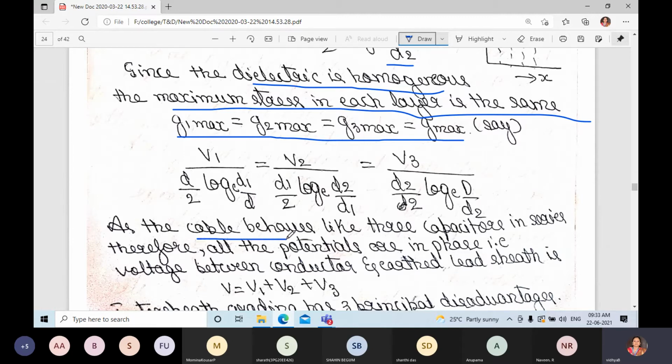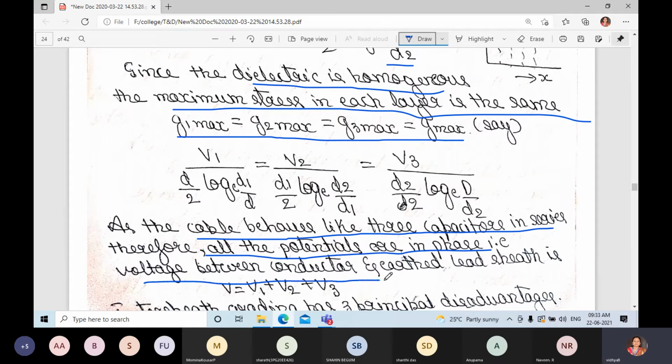As the cable will behave like three capacitors in series, therefore all the potentials are in phase. So the voltage between the conductor and the lead sheath, V, is equal to what we can write? V1 plus V2 plus V3.